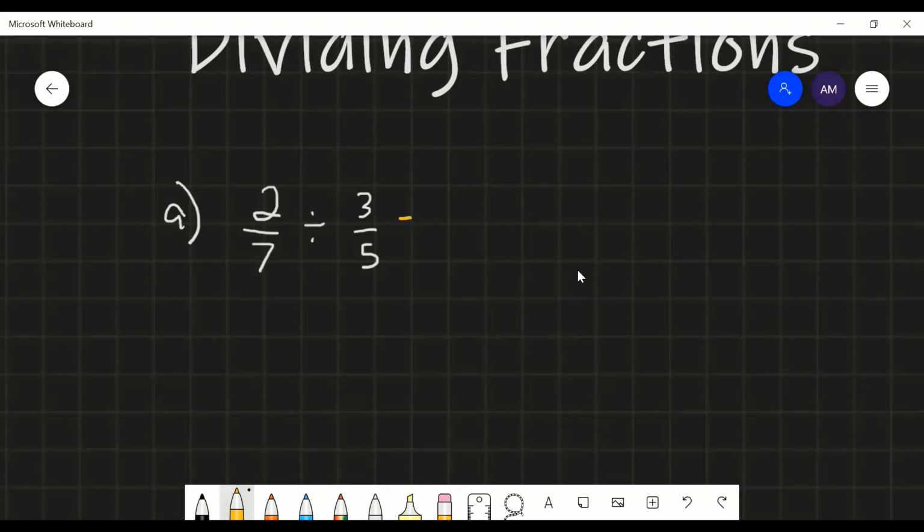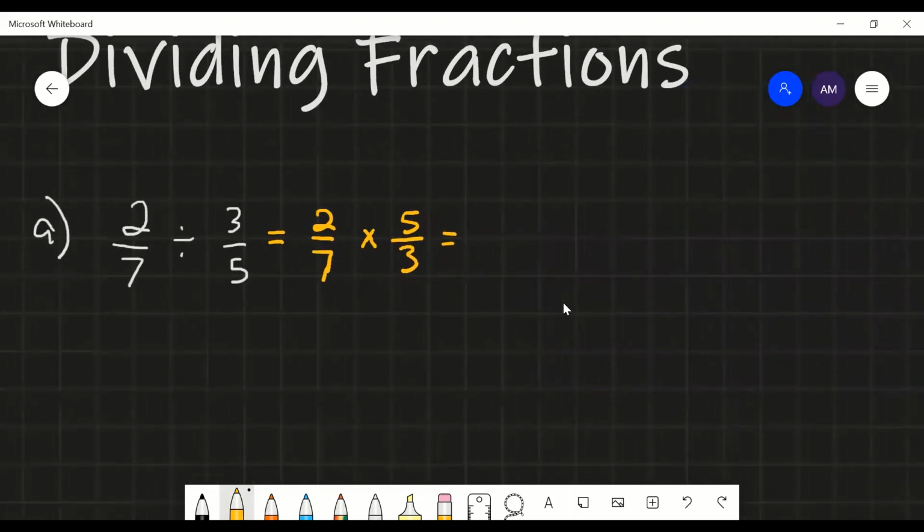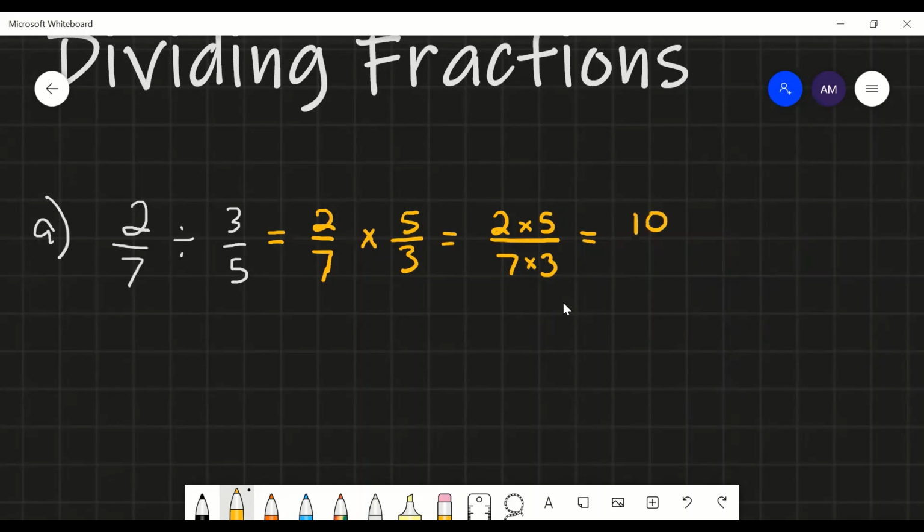all you have to do is copy the first fraction, 2 over 7, change the division to a multiplication, and flip the second fraction. So the second fraction flipped would mean the 5 goes on the top and the 3 goes on the bottom. If you remember how to multiply fractions, this section is going to be very easy. 2 times 5 is on the numerator, and 7 times 3 in the denominator. 2 times 5 is 10, 7 times 3 is 21.